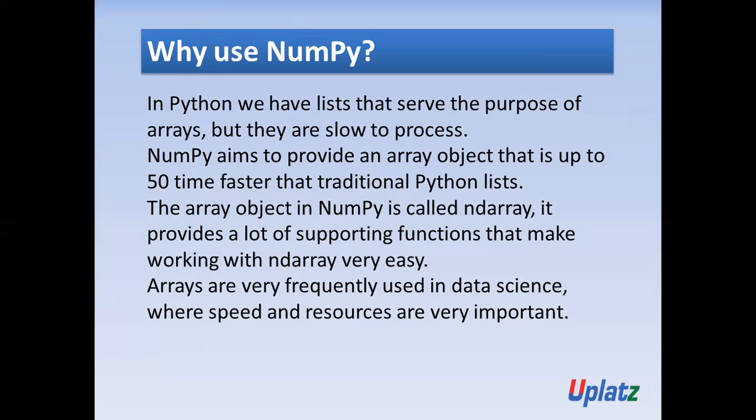The array object in NumPy is called ndarray. It provides a lot of supporting functions that make working with ndarray very easy. Arrays are very frequently used in data science where speed and resources are very important. Got it?